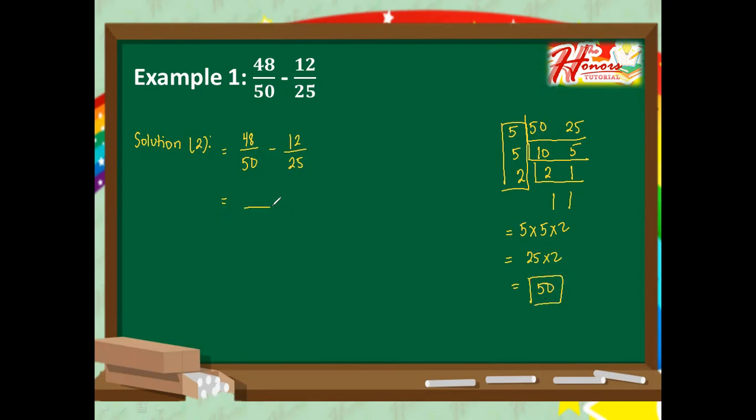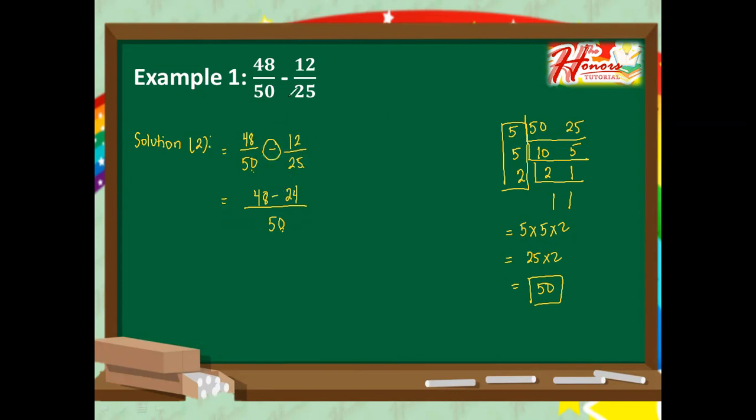So we will write it here below, 50. And then after that, this is what you are going to do. You have to divide the denominator. So 50 divided by 50, that's 1 times 48. That's 48 here. And then 50 divided by 25, that's 2 times 12, that's 24. And then don't forget to copy the operation here.